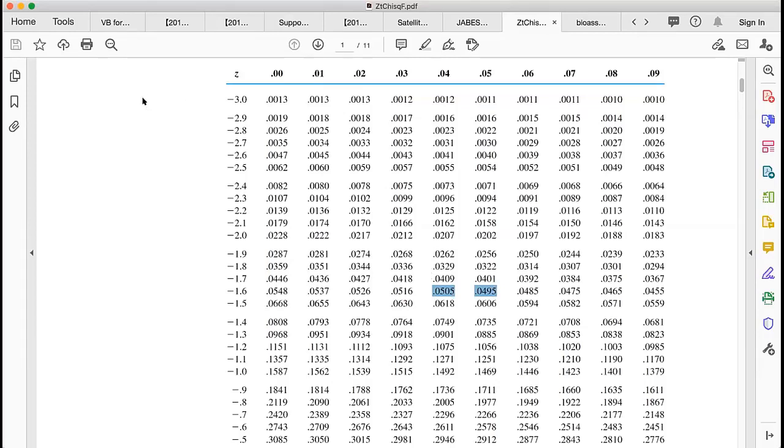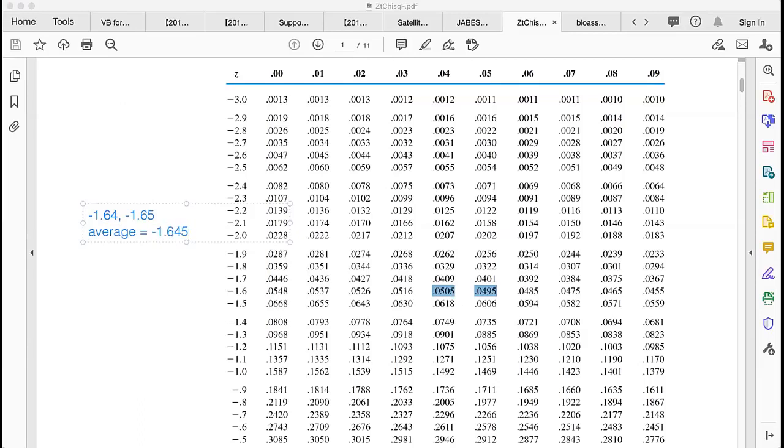So let's try it. For the first one, the corresponding z-score is minus 0.164. And the second one over here, that's minus 0.165, right? So what is the average of that? The average is going to be minus 1.645. And that's the z-score you are going to use. Minus 1.645. That's the z-score you are looking for.